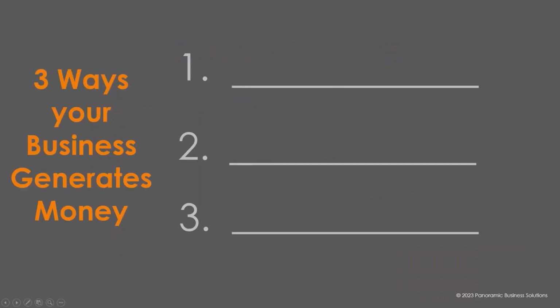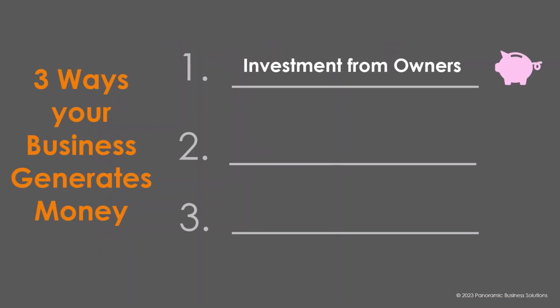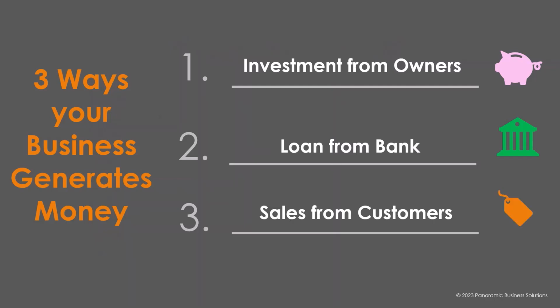Keep in mind, your business generates money in only 3 ways. First, from investments from the owners. That's considered equity or capital that's contributed to the business. The second source of money is from loans from banks, and then sales from customers based on the price that you charge. Eventually, the money will run out from the first 2 options. The only way to guarantee you can sustain your business long term is based on the prices you charge.